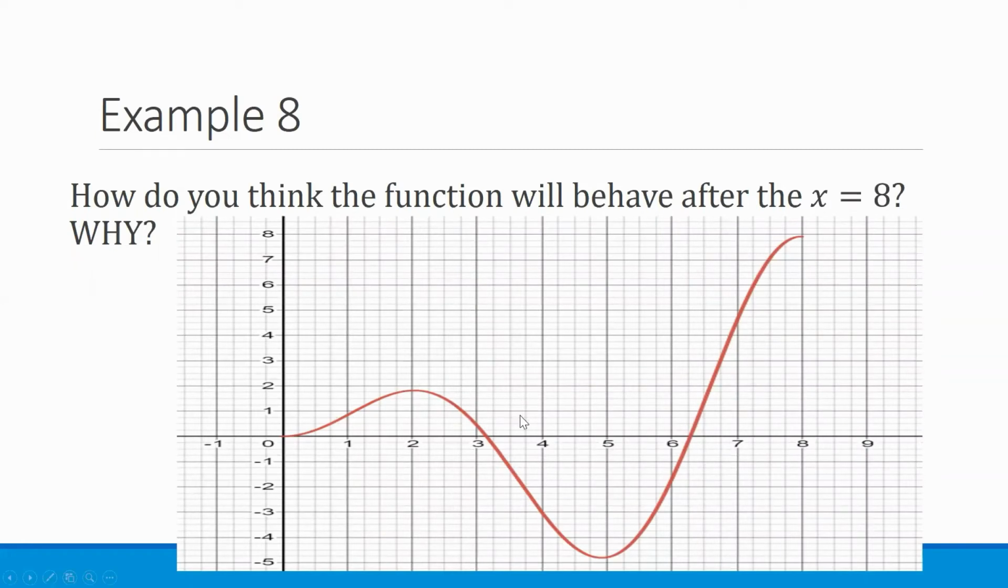Well, let's take a look at this example. Here we have kind of a wavy curve. And at the very top, well, this is a little stretched out, but it's 7 to 8. From 7 to 8, it looks like we're concave down.